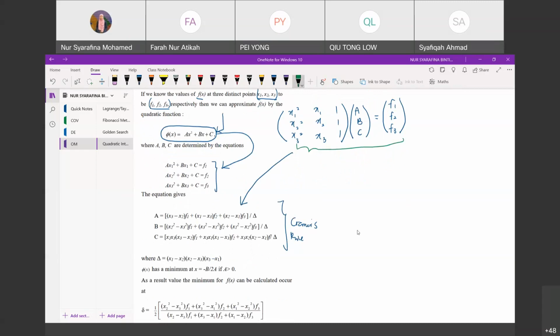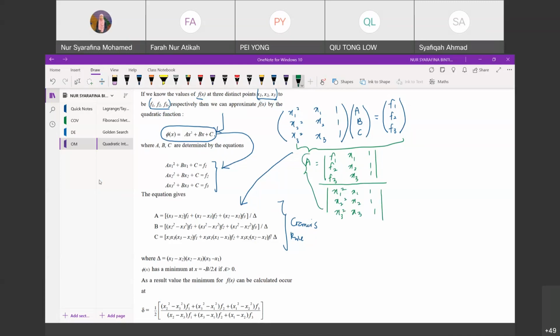We can solve this by using Cramer's rule. You can obtain the value of a by calculating the determinant after substituting f1, f2, f3 in the first column, divided by the determinant of the matrix of x1, x2, x3. Remember Cramer's rule? This is the solution for a. As you can see, x3 minus x2 times f1, x1 minus x3 times f2 comes from this matrix form.